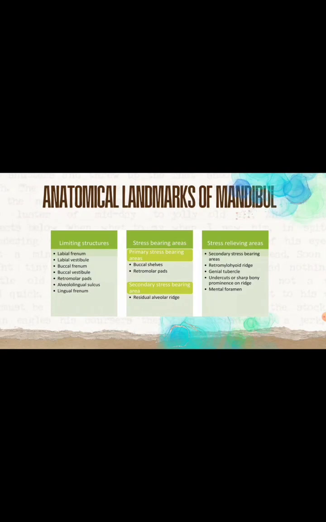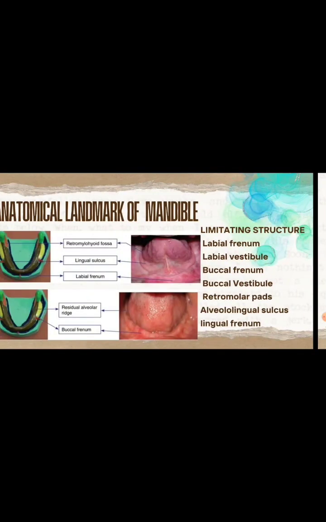Anatomical landmarks of the mandible. These are the limiting structures: labial frenum, labial vestibule, buccal frenum, buccal vestibule, retromolar pad, alveolar linguosulcus, and lingual frenum. The primary stress bearing areas are the buccal shelf and retromolar pad. The secondary stress bearing area is the residual alveolar ridge. The stress relieving areas are the retromylohyoid ridge, genial tubercle, bony prominence of ridges, and mental foramen.